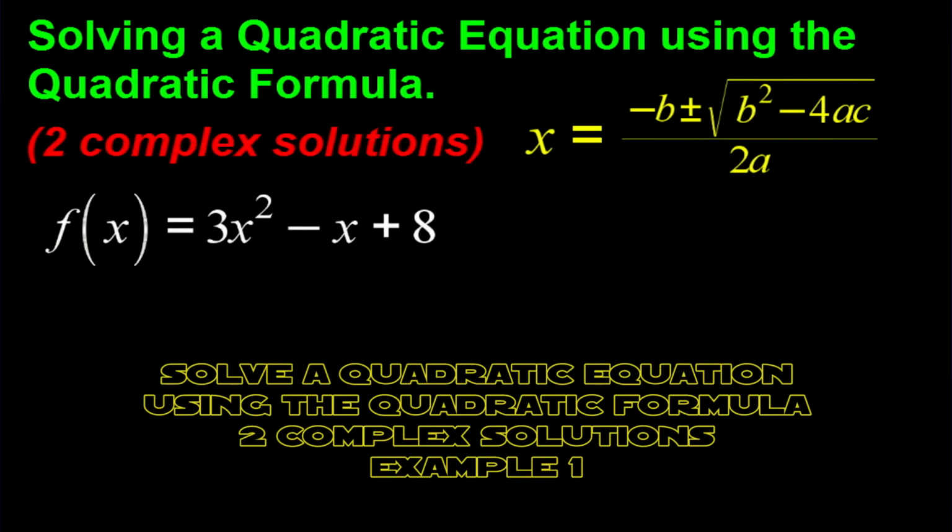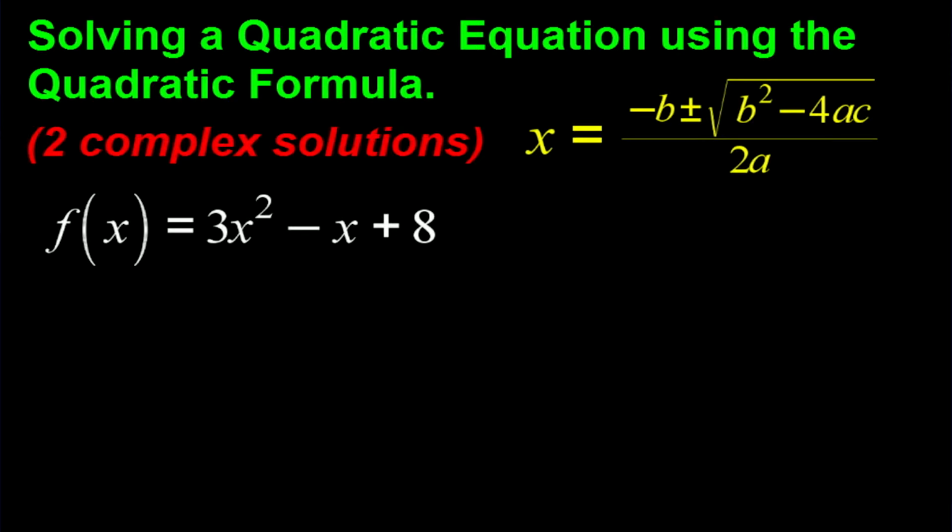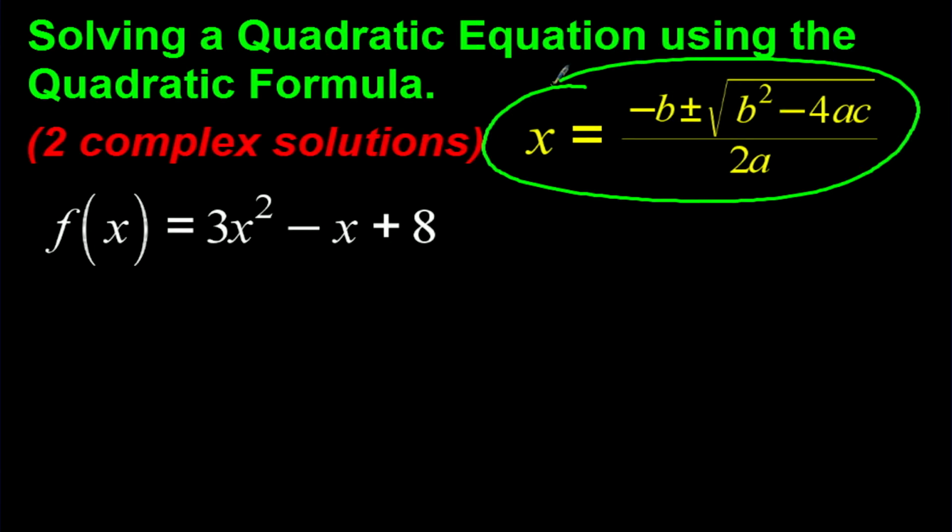We have the equation f of x equals 3x squared minus x plus 8. And we want to be able to solve this equation using the quadratic formula, which I already have up here for us to take a look at it. And I've already told us that we have two complex solutions.